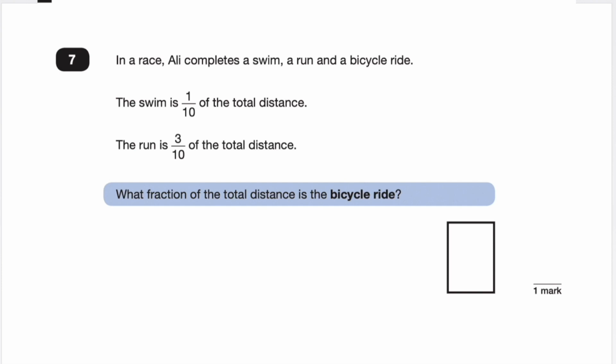Question 7 says, in a race, Ali completes a swim, a run and a bicycle ride. Pretty active weekend for Ali. The swim is 1/10 of the total distance and the run is 3/10 of the total distance. What fraction of the total distance is the bicycle ride?